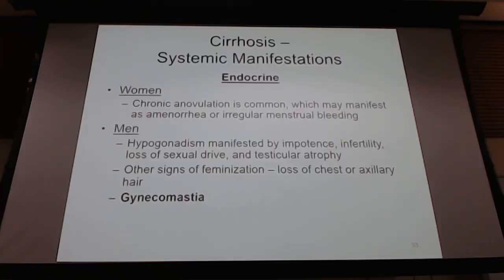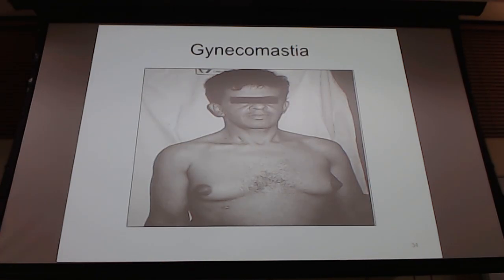Now we do with endocrine as well. Unfortunately, anovulation is common for women. That can present as either amenorrhea, meaning no menstrual cycle, or irregular menstrual bleeding, whether that's metromenorrhagia or whatever. Hypogonadism in gentlemen: decrease in sex drive and testicular atrophy, potential for them to lose their armpit hair as well as their chest hair, and then gynecomastia. I've got a picture here for you. That's not normal for gentlemen.